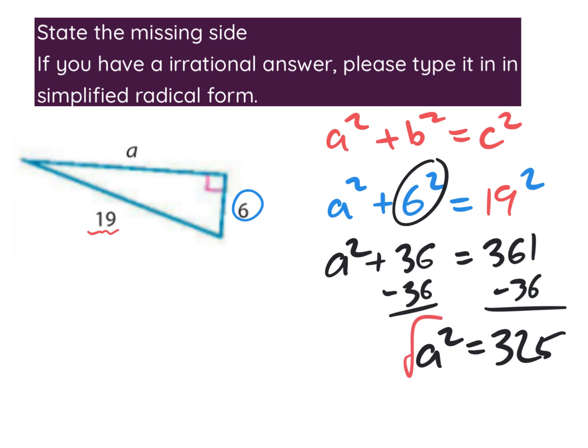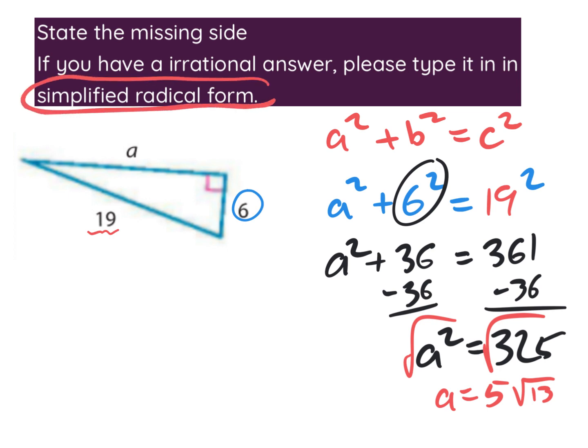To get rid of that square, you apply a square root. What you do to one side, you do to the other side. a equals, you don't need the plus or minus because this distance is always positive. But with the calculator, do the square root of 325. And that will give you the simplified answer 5 square root of 13. And it does say, type it in simplified radical form. It's important that you read the instructions. If for some reason you're taking a different test and it says round your decimal answer to the nearest tenths, then you would actually have to convert it to a decimal.